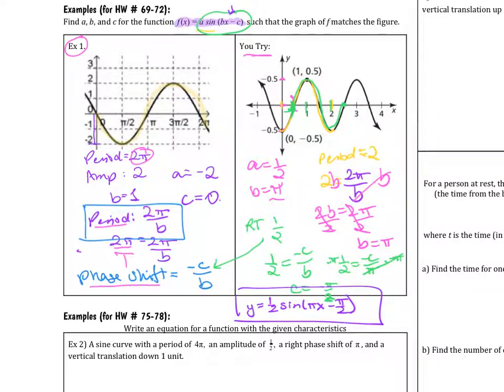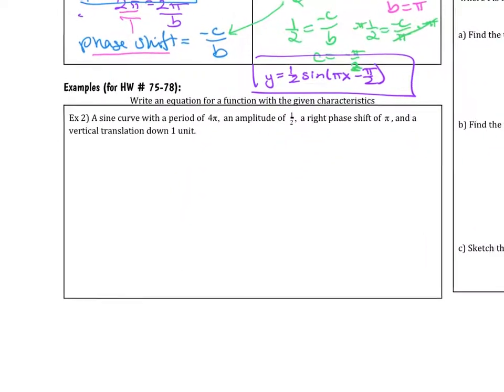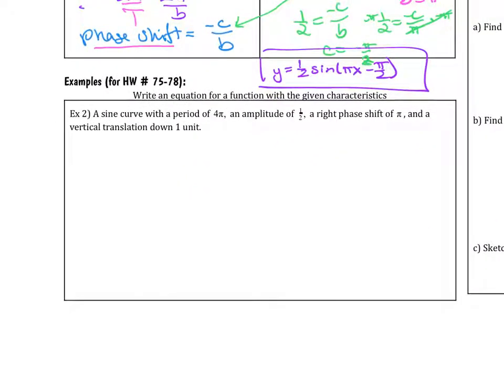So now we're going to write an equation for a function with a given characteristic. So we're not given a graph, we're just given some things to be able to write an equation for. We have a sine curve with a period of 4 pi and then an amplitude of a half, a right phase shift of pi, and then a vertical translation down 1 unit.